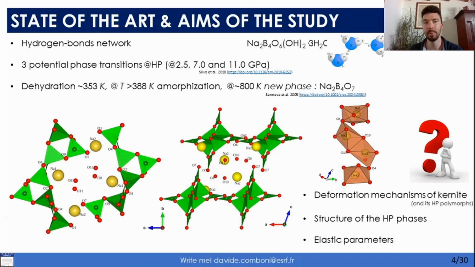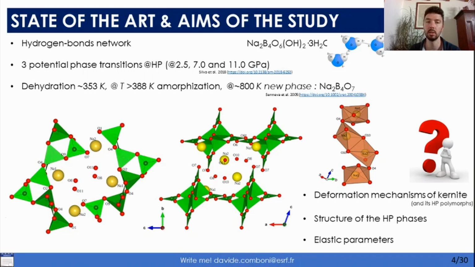At high pressure, there are three phase transitions detected by Silva et al. 2018, occurring at 2.5, 7 and 11 gigapascal, but actually we don't know anything about the deformation mechanism of kernite. We don't know anything about the elastic parameters of kernite and its high pressure polymorphs, and we don't know the crystal structures of the polymorphs of kernite.